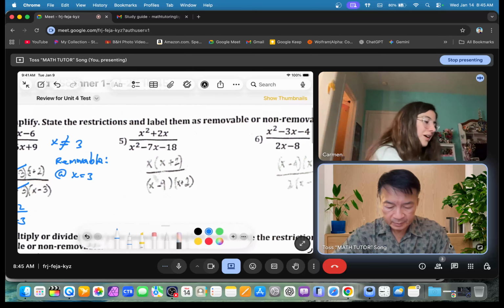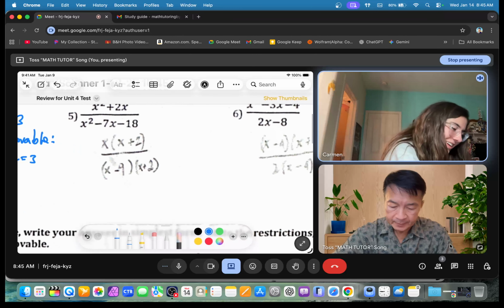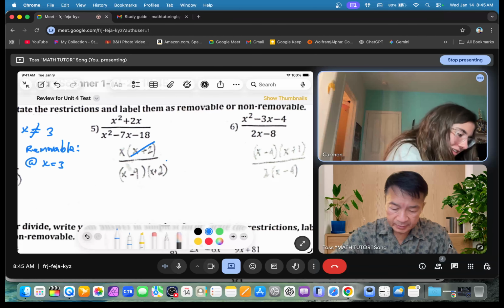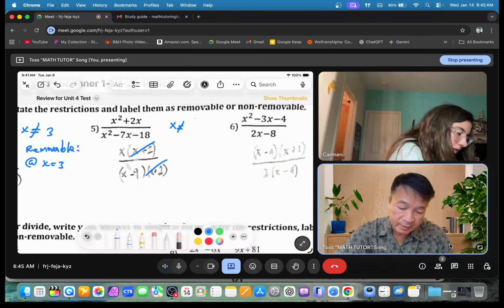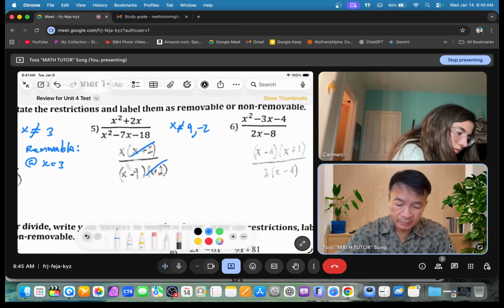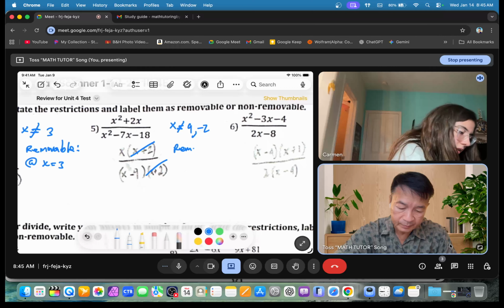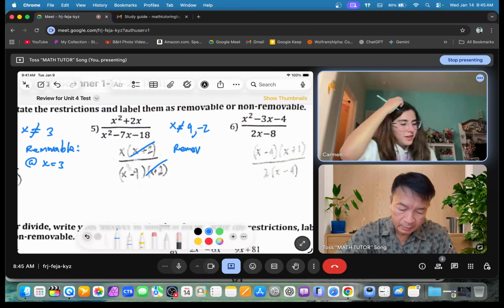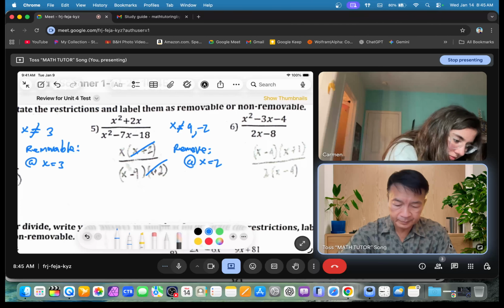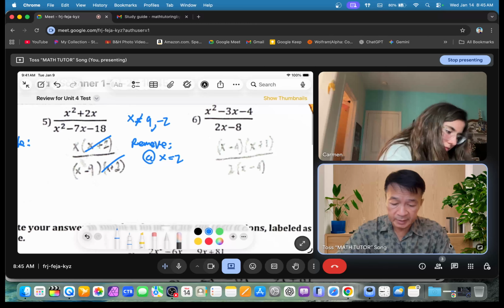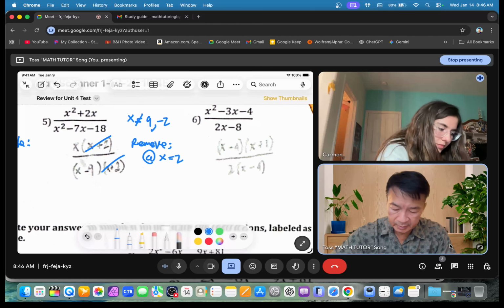Oh, okay. That makes a lot more sense now that I can cancel everything out. You can do this one too, but don't forget, I would normally do it before canceling. I would write the restriction, x not equals 9 and not equals negative 2, and then removable. 2 is removable, 9 is non-removable. Yes, that makes more sense. Removable at x equals negative 2. Sorry. Negative 2.